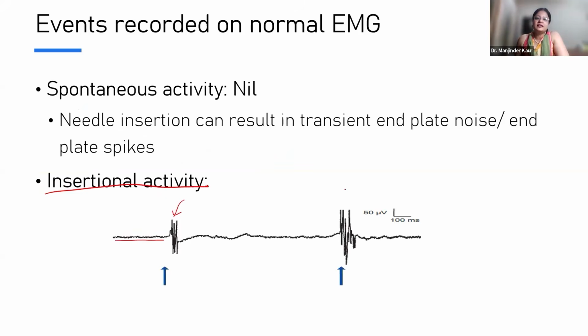So when we insert the needle, the needle depolarizes the muscle at the end plate, and this results in certain spike potentials, and this is called as the insertional activity. So in between here you can see there is no activity, and this is called as the spontaneous activity. So a healthy muscle के अंदर there is no spontaneous activity, right? लेकिन इंसर्शनल एक्टिविटी जो है, जो नीडल के इंसर्ट करने की वजह से आ रही है, that is normal, right?